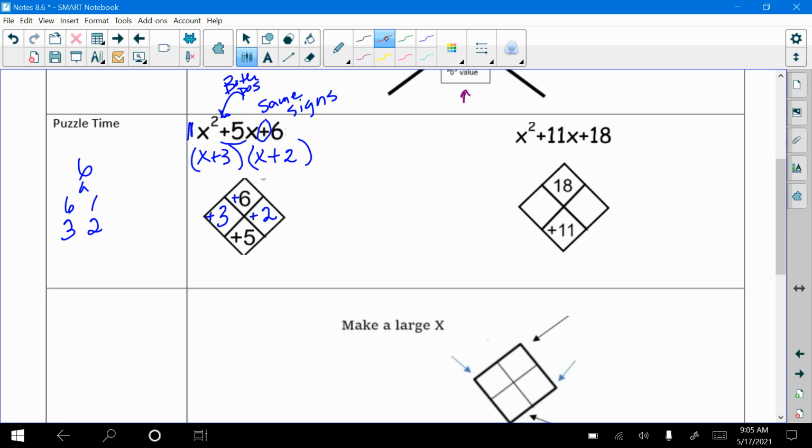If I wanted to check it, I could, because I could actually take x times x and get x squared. X times 2 is 2x, 3 times x is 3x, so 2x plus 3x gave me that 5x. And then 3 times 2 is 6. So it works.